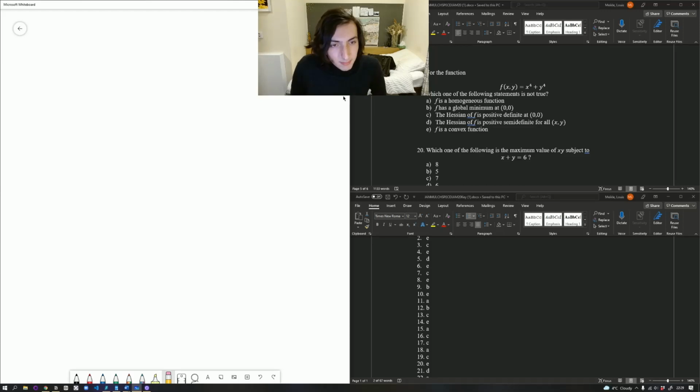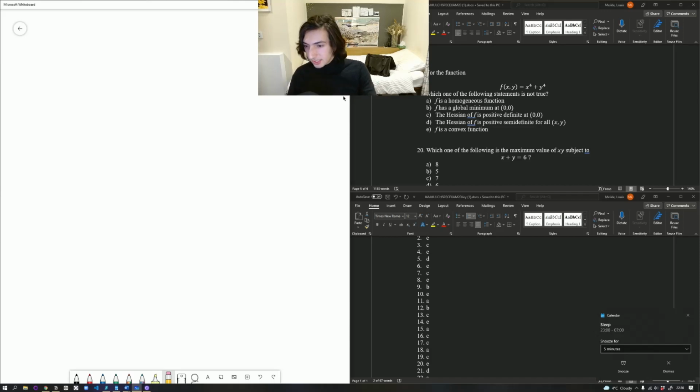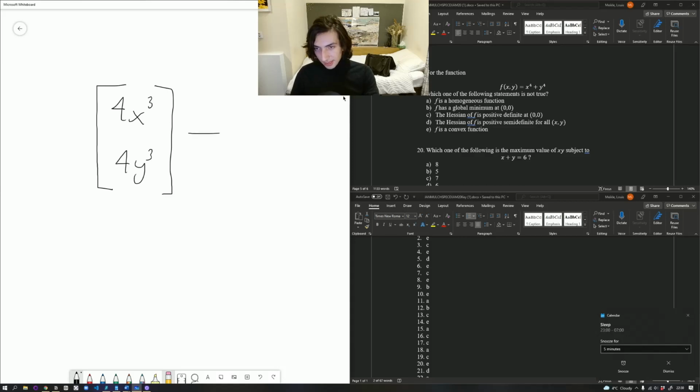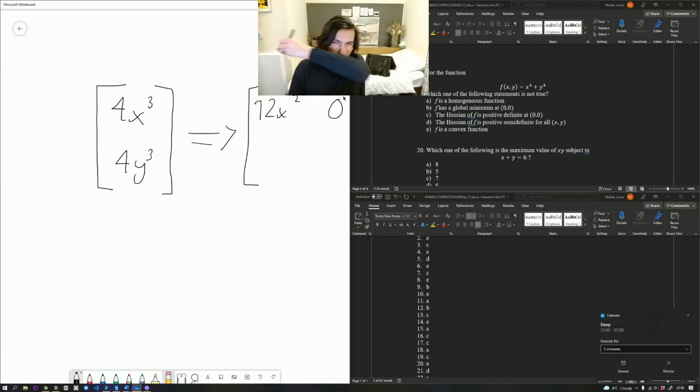F has a global minimum. Does it really? It does, actually. To find that it has a global minimum, you can use the Hessian matrix. First, let's do the gradient vector. Deriving partially by x, you get 4x cubed, and then you get 4y cubed. For the Hessian matrix, I get 12x squared and 0, because deriving that by y would just give me 0 because it's a constant. And then we've got 12y squared.